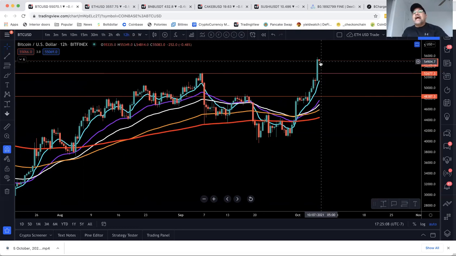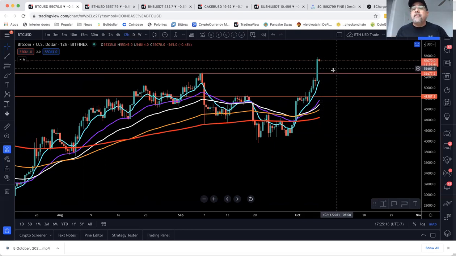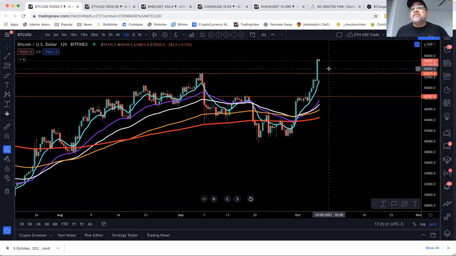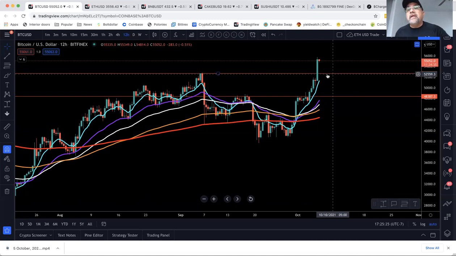And this will allow the 9 EMA to catch up. It will show strength in the market if we can hold this. If we can't hold this, then we're going to see a lot more downside. And that definitely is something we don't want to see, because if we can't flip this area here to support, unfortunately, we're probably going to come down back to 48,000.